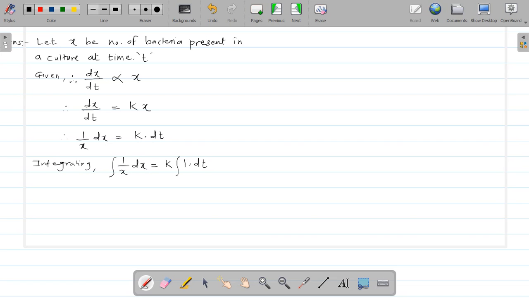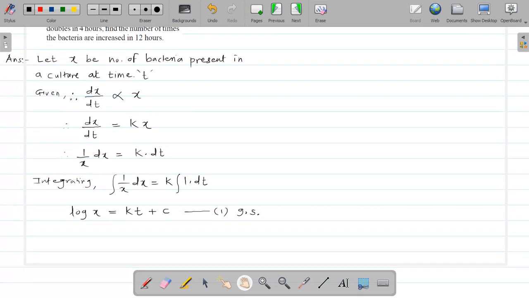Integration of 1 upon x is log x, or you can write log of modulus of x, or just you write log x, okay, is equal to, here you will get k into integration of 1 is t, plus we have to write the constant, integration constant. So this is very important. So here this is called as the general solution, GS, and say it is equation number 1.